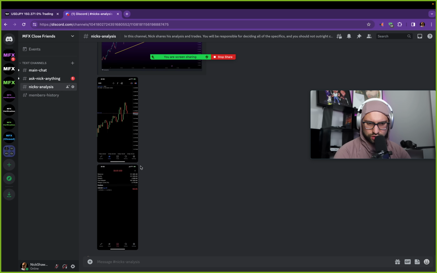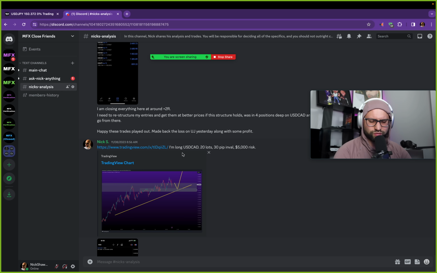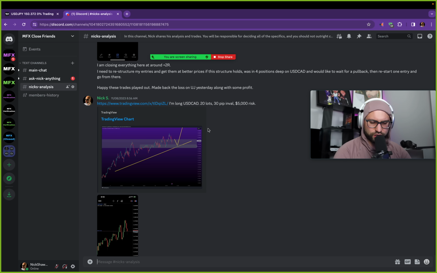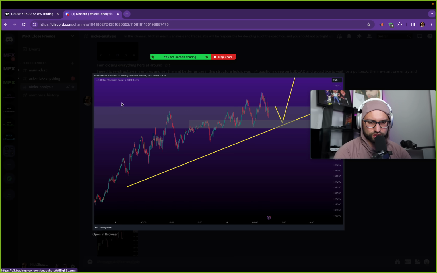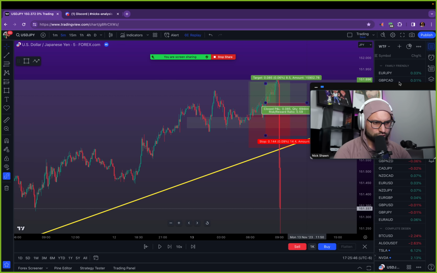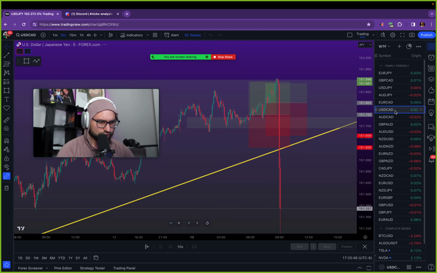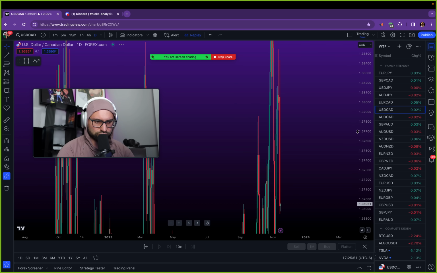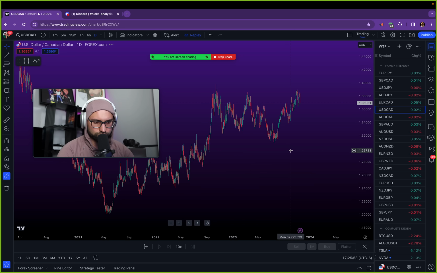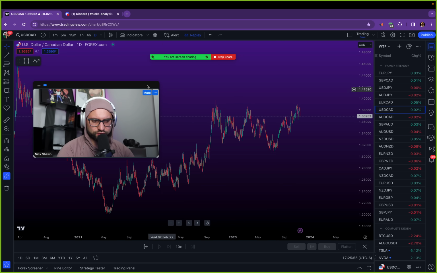So this was like a week ago. On November 8th, I put on long USD CAD, 20 lots, 30 pip invalidation, 5K risk. You'll see this is a 5 minute chart. If we go back to USD CAD, let's just glance at what the daily's been doing. So kind of like a rangy uptrend, right?